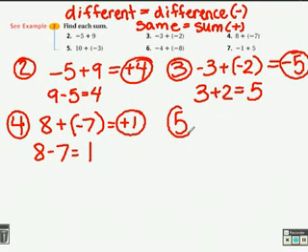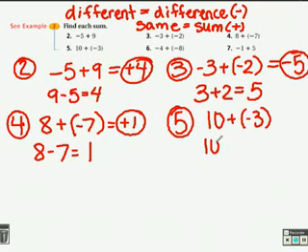Number 5, we have 10 plus a negative 3. We have a plus and a minus, so they're different. We find the difference. 10 minus 3 gives me 7, and the absolute value of 10 is higher than the absolute value of 3 because 10 is further away from 0 than 3. So we're going to give it whatever that has, which is a plus sign. So it equals plus 7.